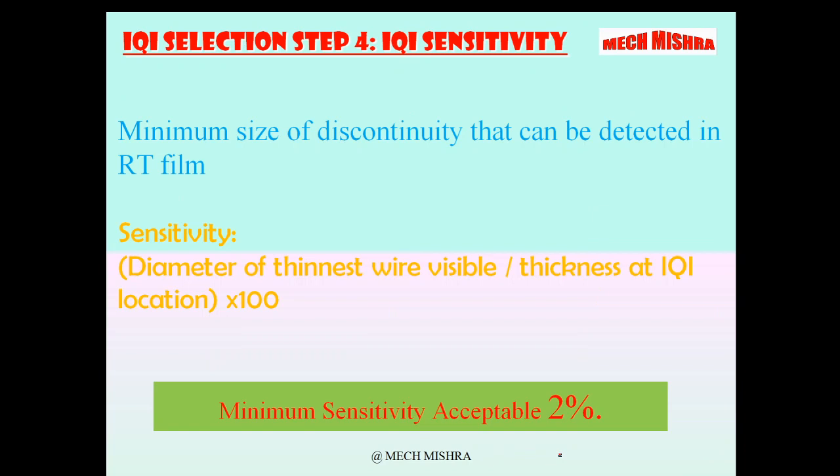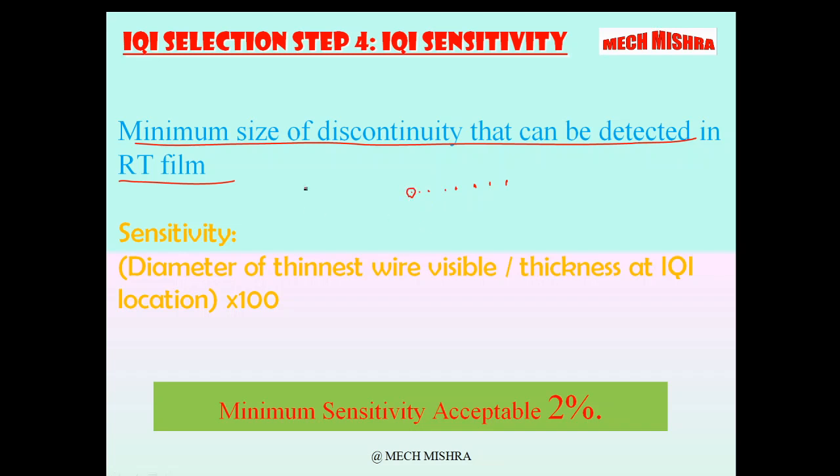Now fourth is IQI sensitivity. Now what is IQI sensitivity? IQI sensitivity is the minimum size of the discontinuity that can be detected in the RT film. We already discussed, means what is the smallest discontinuity which can be detected by the radiography film. So like this, this is the smallest discontinuity.